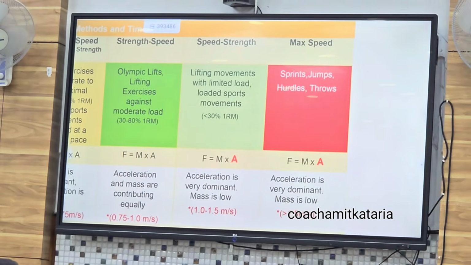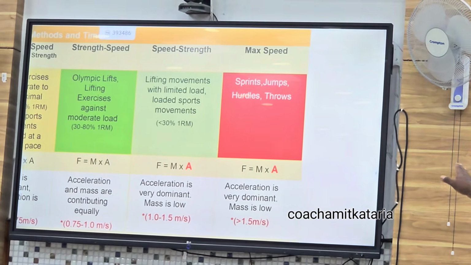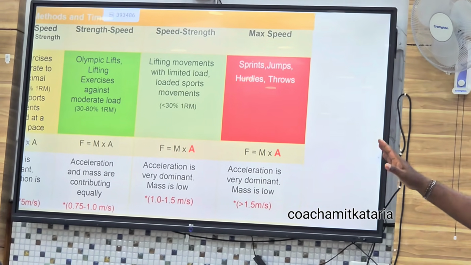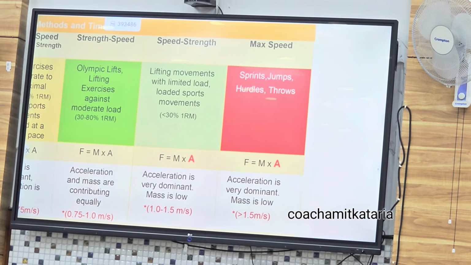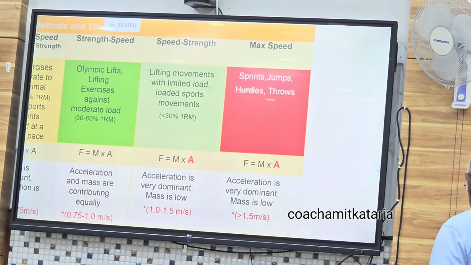Then we move to the speed aspect of it. You start seeing there's a shift towards the acceleration part of the formula.